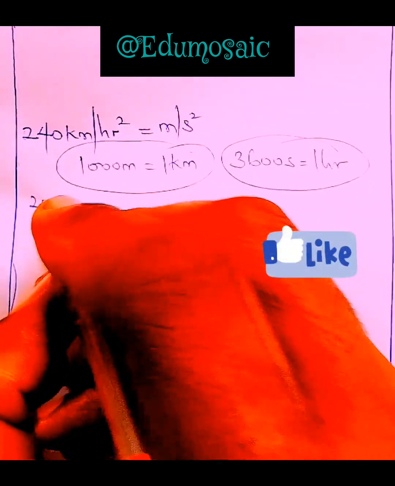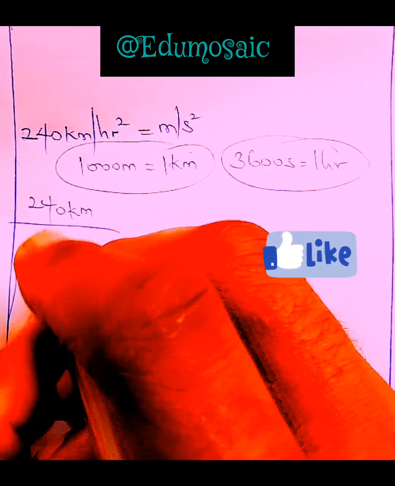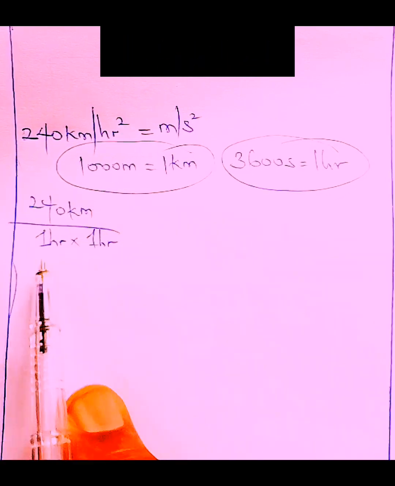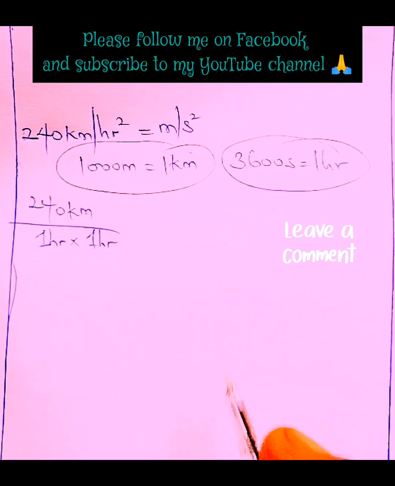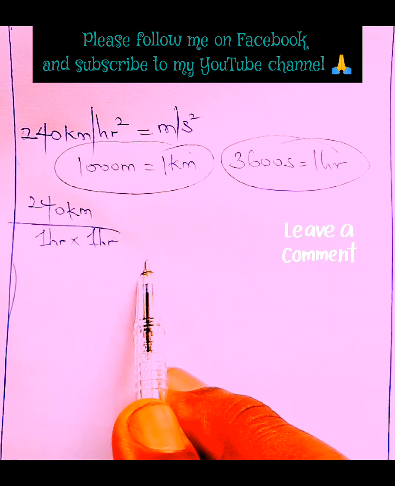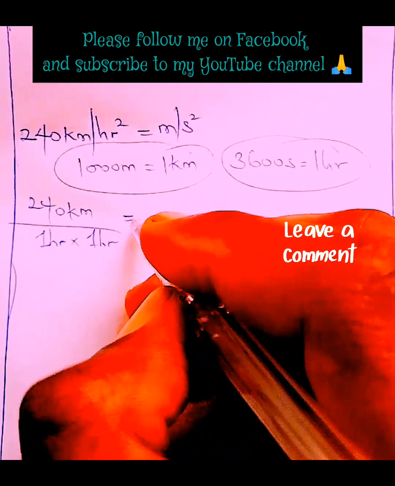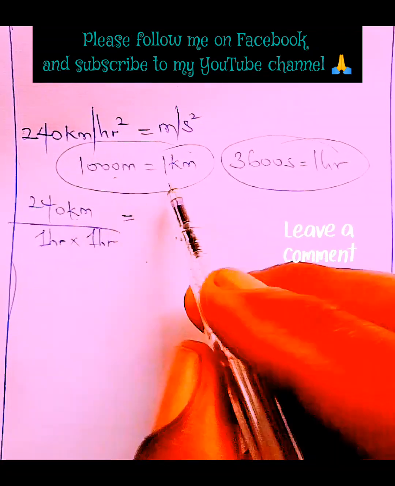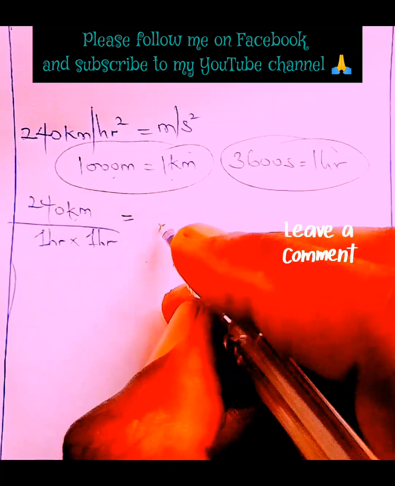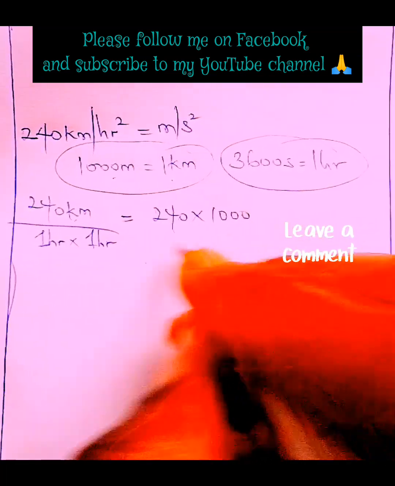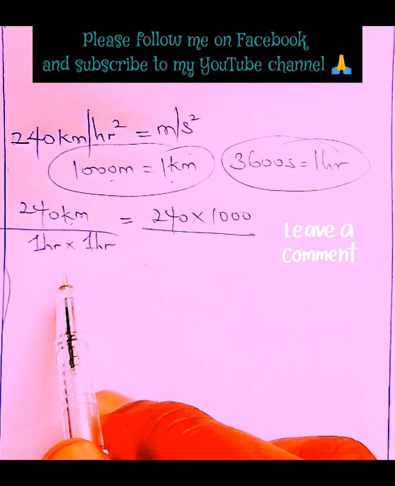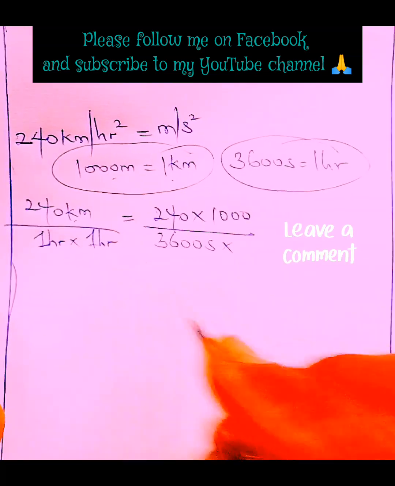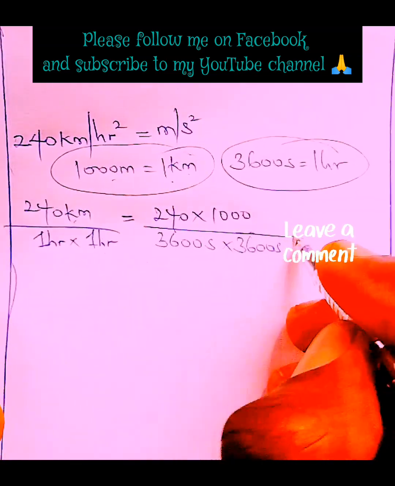So we're going to convert this 240 kilometer over 1 hour times 1 hour. I'm trying to make it easier for you to understand. 1 times 1 is 1, and hour times hour is hour squared. So we're converting 1 hour to seconds, and another 1 hour to seconds. In 1 kilometer there are 1,000 meters, so in 240 kilometer we have 240 times 1,000, over 3,600 seconds in 1 hour, times another 3,600 seconds. So this is how to convert.